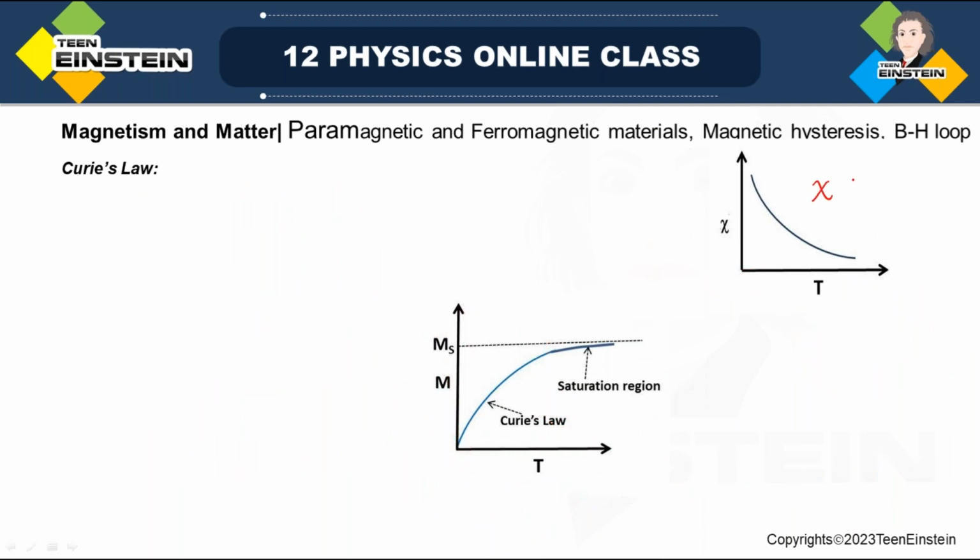So Curie's law: chi is equal to C by T. This is Curie's constant, and this is absolute temperature in Kelvin. So Curie's law we have already learned. And here I was talking about saturation magnetization.